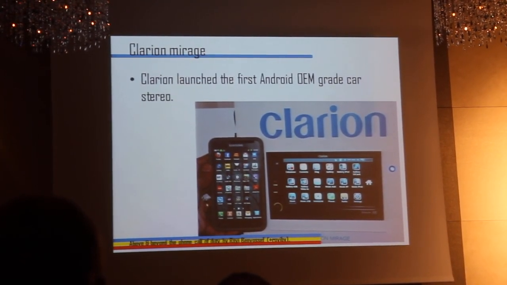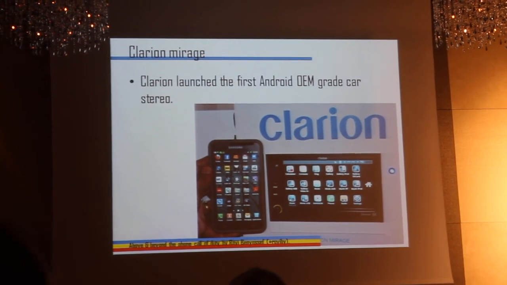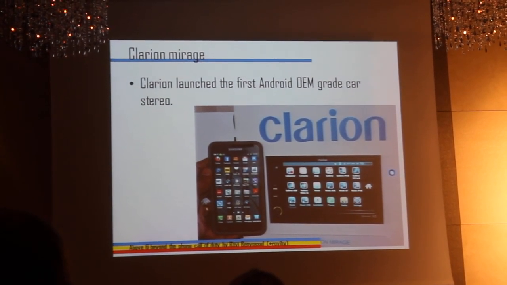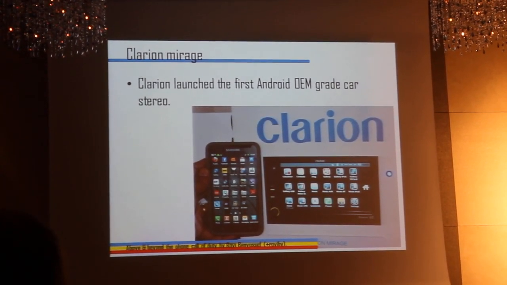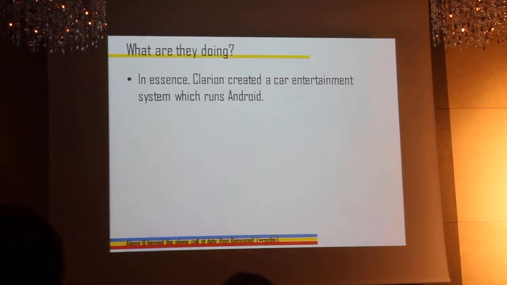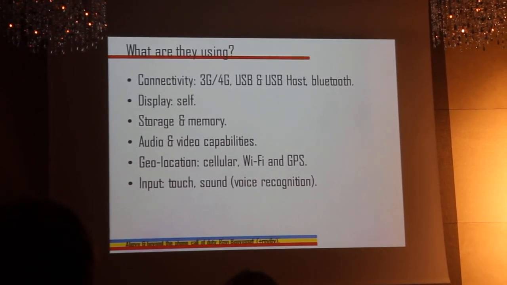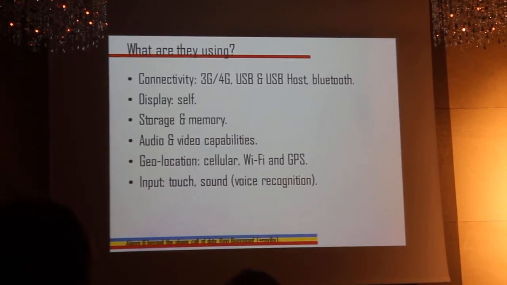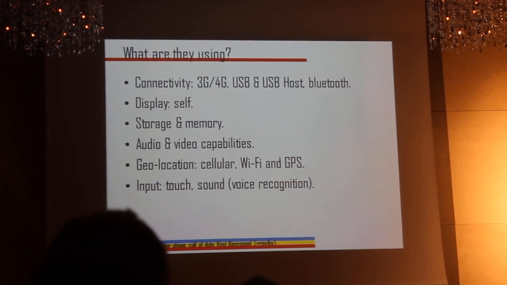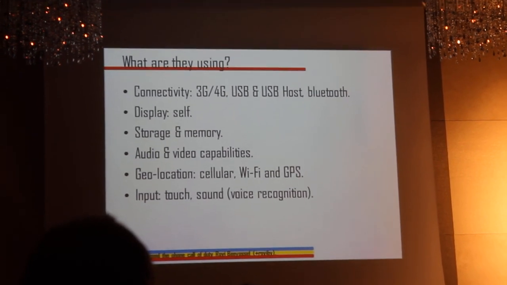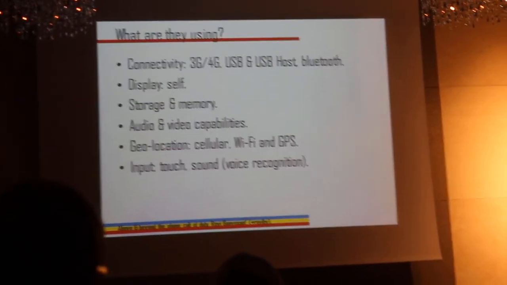Anybody here doesn't know who Clarion is? It's very good. Clarion is one of the biggest car entertainment system manufacturers in the world. And in 2009, they issued the Clarion Mirage, which is the first OEM-grade car stereo, which means that they're using Android for your car stereo. But it's more than a car stereo because they're using 3G and 4G and Bluetooth to connect with your phone. It's a hands-free device, sorry. It uses the GPS in order to also be a GPS navigator for your phone. The UI is intuitive because it's the same as your phone, and it also controls little TVs in the back of your seat to entertain your kids so they'll leave you alone when you're driving.